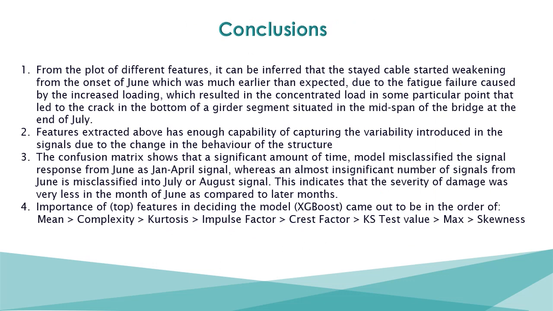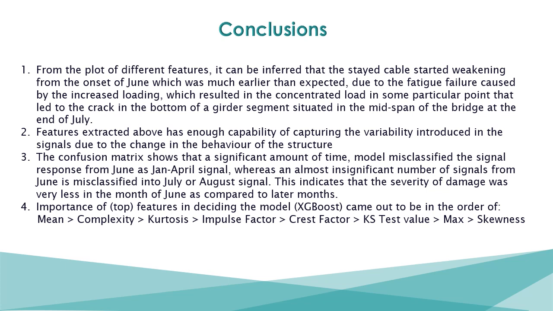Now coming to the conclusion. The first conclusion that we made is that from the plot of different features, it can be inferred that the stay cable started weakening from the onset of June, which was much earlier than calculated. This happened due to the fatigue failure caused by the increased loading, which resulted in the concentrated load in some particular point that led to the crack in the bottom of a girder segment situated in the midspan of the bridge at the end of July.